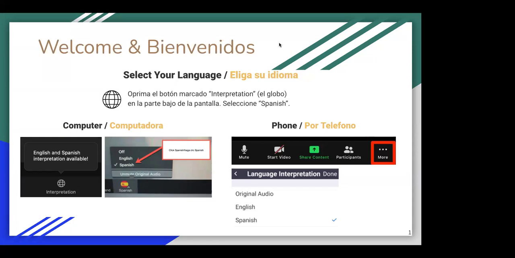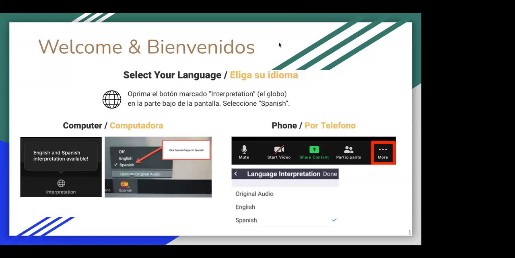So hello everyone. In just a second, we're gonna enable the interpretation function. If you're on a computer, you're gonna see at the bottom an icon that appears that says interpretation. Once it's there, click and select the language of your preference, either English or Spanish, and also mute the original audio. If you're on a mobile device or a tablet, you're gonna see 3 dots either on top or the bottom of your screen. Click, select language interpretation, then the language of your preference, and also mute original audio.